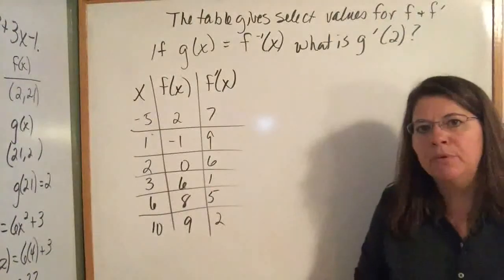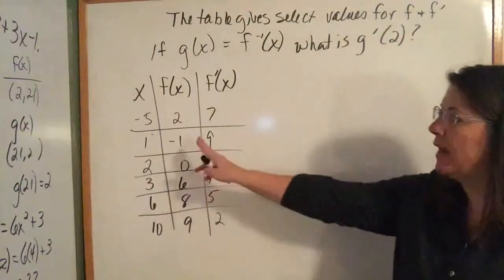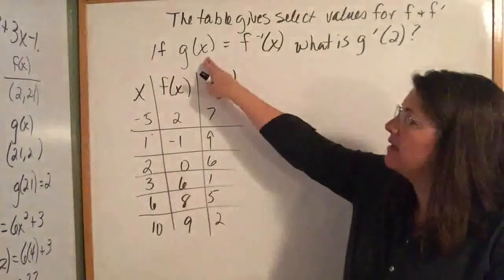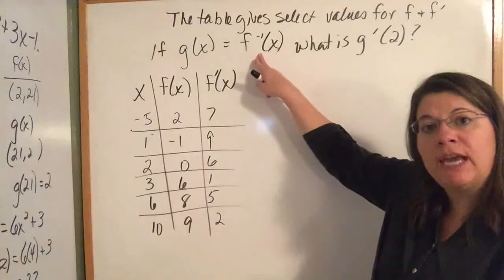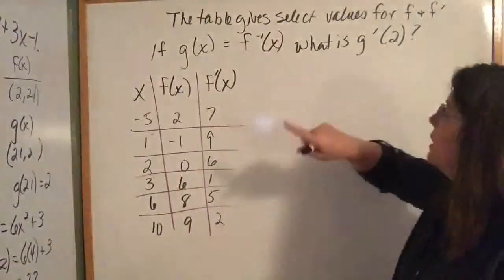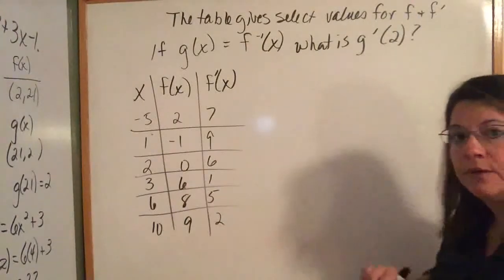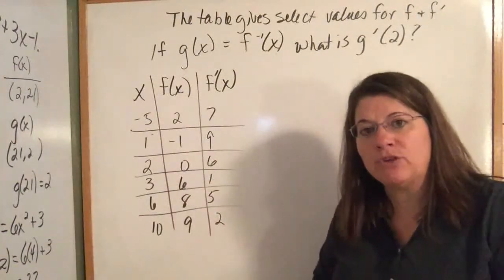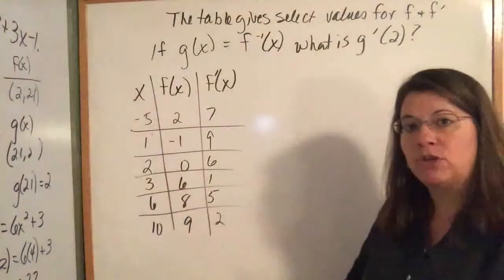In this example, they're telling us that the table is giving us select values for f and f prime. They're telling us that g of x is equal to the inverse of x. So they're telling us g and f are inverses. And they're asking us to find g prime of 2. So we're going to set this one up very similar, but now instead of having an equation to take the derivative of, they've given us different ordered pairs to use.